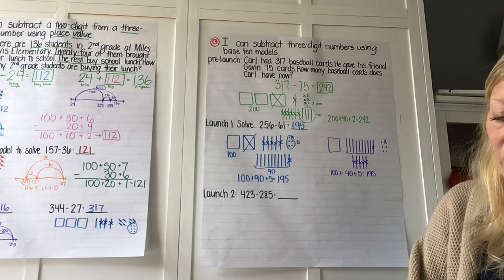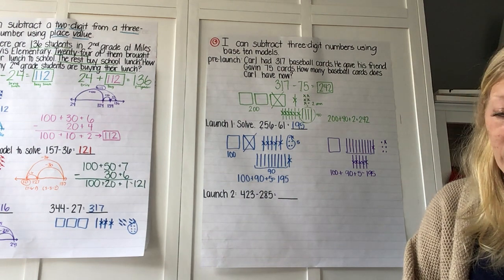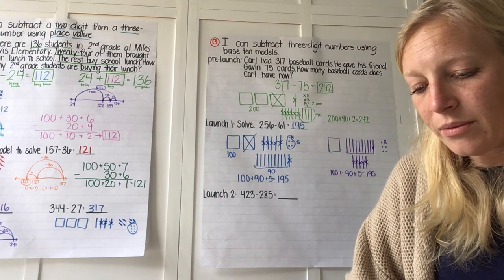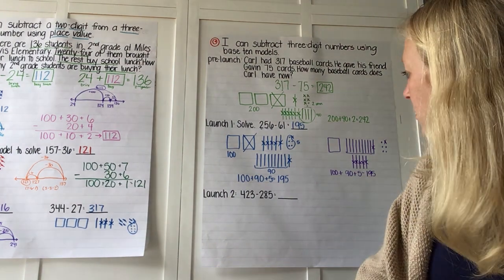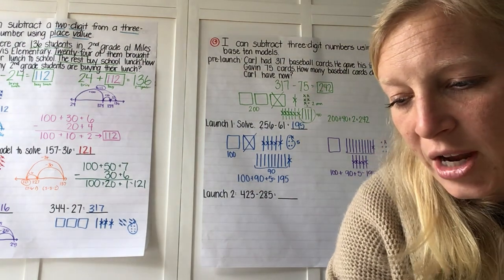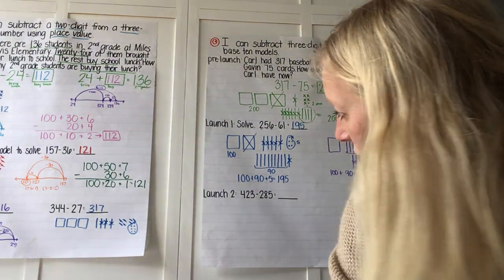How many ones do you have left over? How many tens? How many ones? Or hundreds? I already asked about ones. Now, you only have 3 hundreds. Where's your 4th hundred? It's 423.